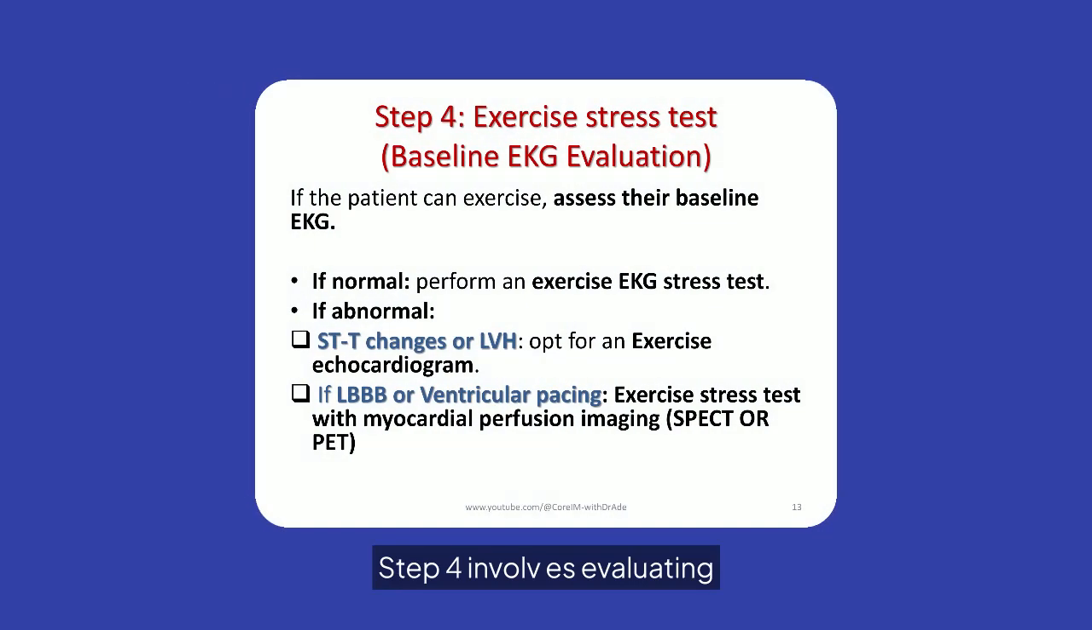Step 4 involves evaluating the baseline EKG. If normal, an exercise EKG stress test is performed. Abnormalities like STT changes or ventricular pacing require alternative testing methods, such as echocardiography or perfusion imaging.